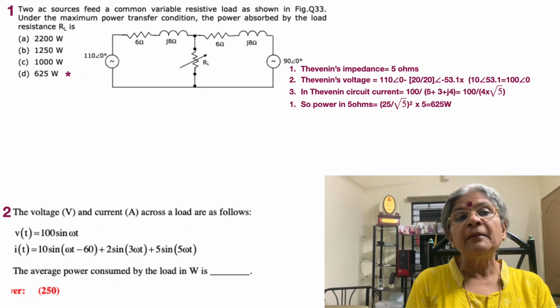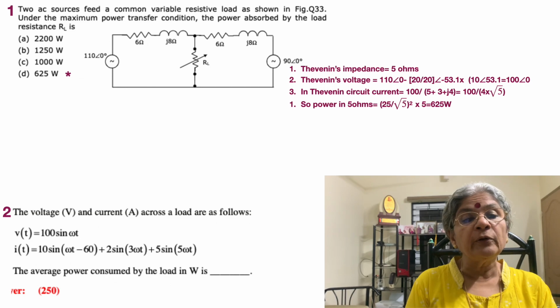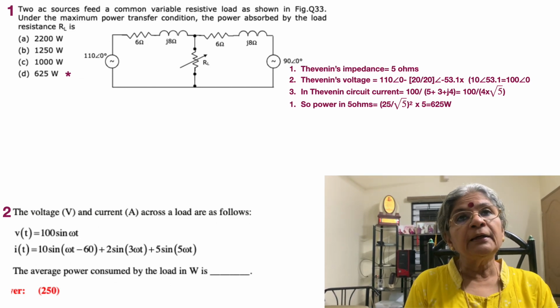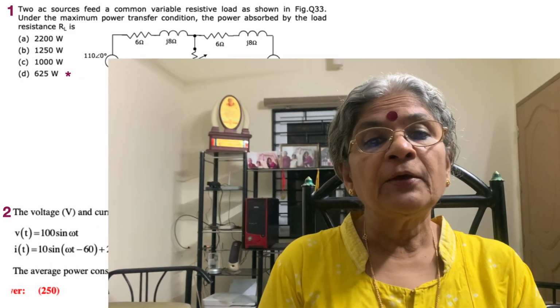Okay, please note that it is going to be resistive, no doubt, but its resistance value will be equal to the impedance value obtained out of a parallel combination of 2 6 plus J8 impedances, or it is equal to 5 ohms. Okay, so that's point number one. Point number two is what is the Thevenin's voltage.